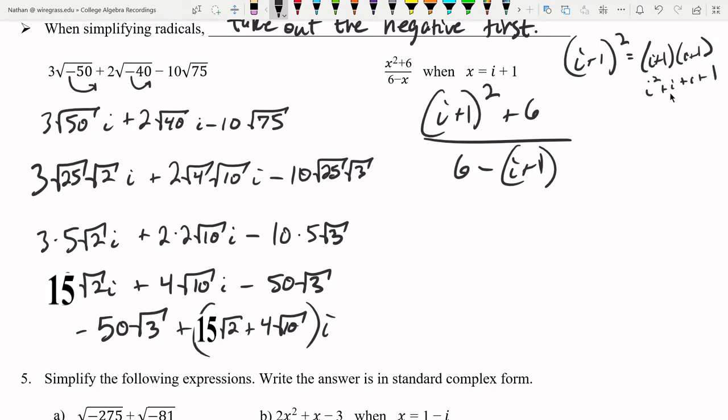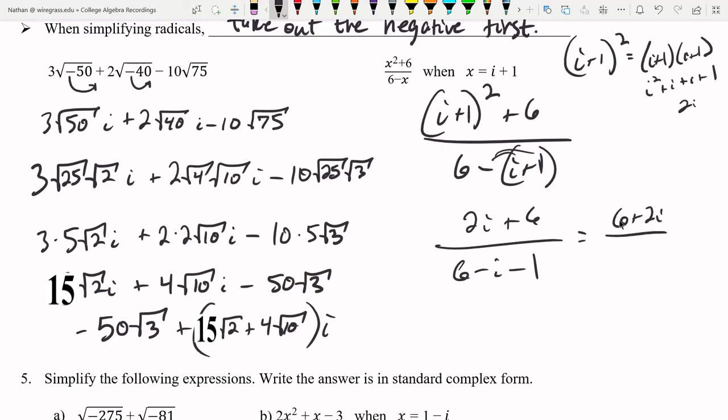Negative 1 plus 1 is 0. i plus i is 2i. So this is actually just 2i. On bottom, I can distribute the negative. So I get 2i plus 6 over 6 minus i minus 1. 6 plus 2i, that's the standard form on top. On bottom, I can combine like terms. I get 5 minus i.